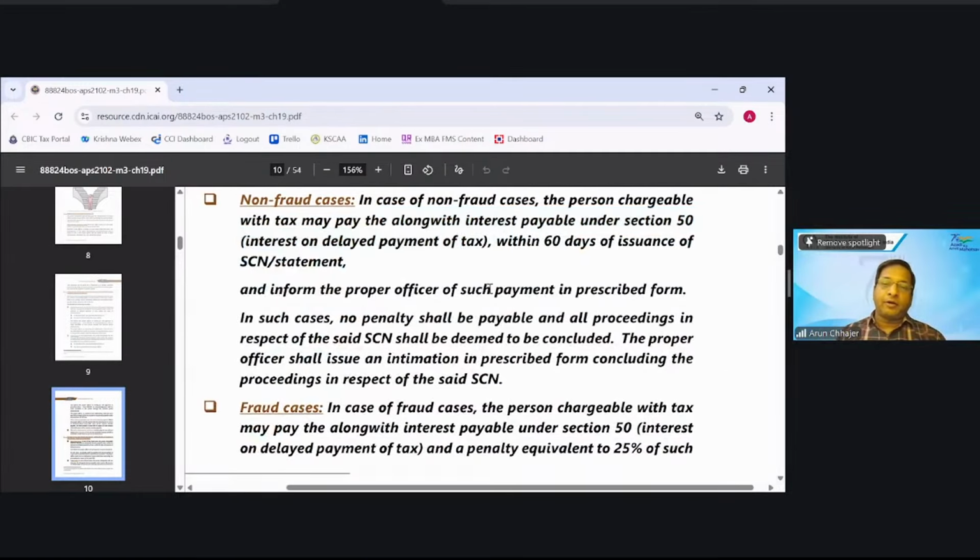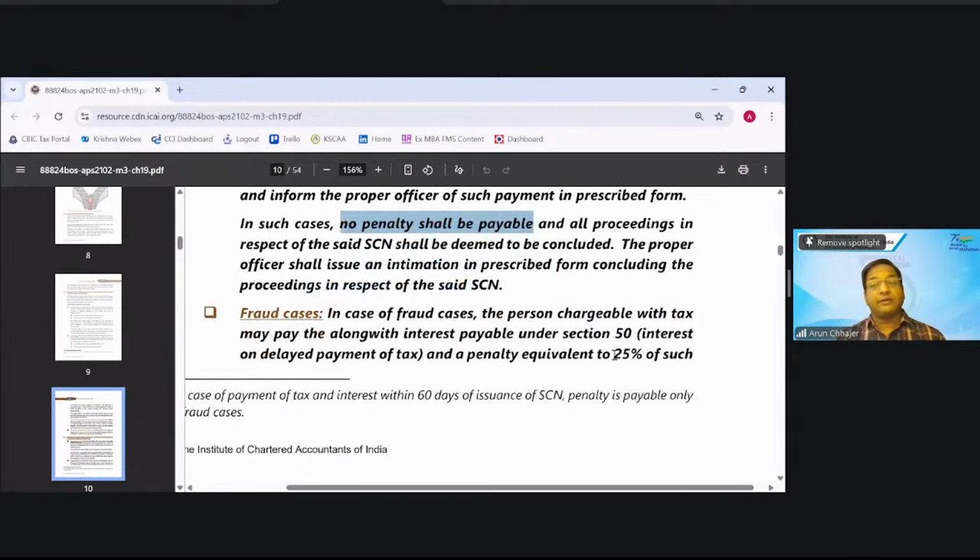And inform the proper officer in the prescribed form. What is the prescribed form? DRC 03. In such case, no penalty shall be payable, and all the proceedings in respect of that SCN shall be deemed to be concluded. The officer shall issue the intimation again in the prescribed form, concluding the proceeding in respect of the said SCN. अगर fraud case है तो कितना? 25% penalty.